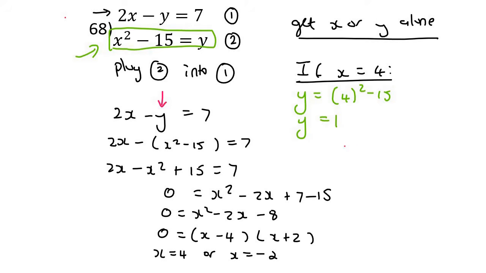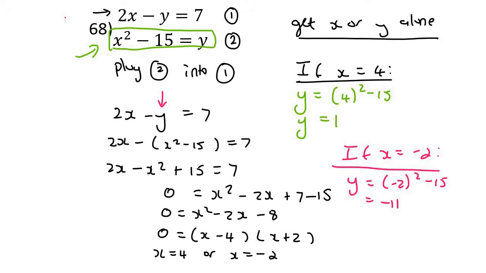Now, in a different color, if x equals negative 2, then you plug it into the same equation. Then y would be negative 2 squared minus 15. And so that would be negative 11. And so our final answers for this entire question are going to be the following. When x was 4, y was 1. When x was minus 2, y was negative 11.